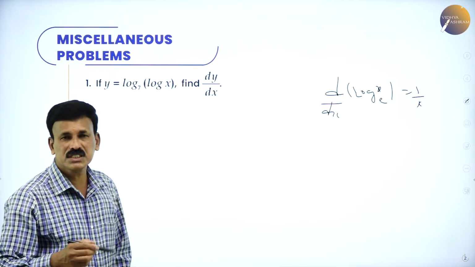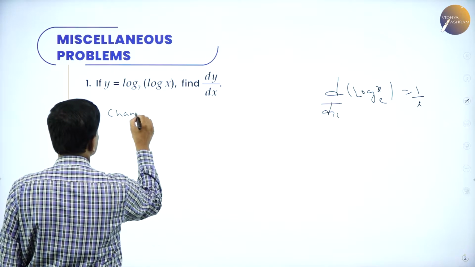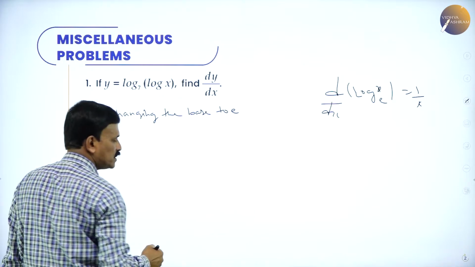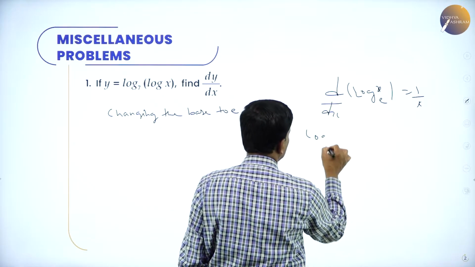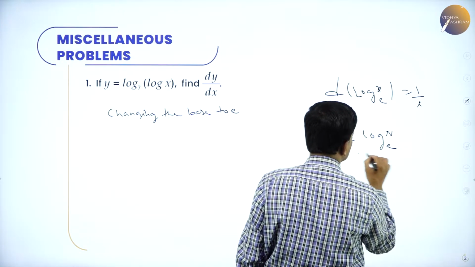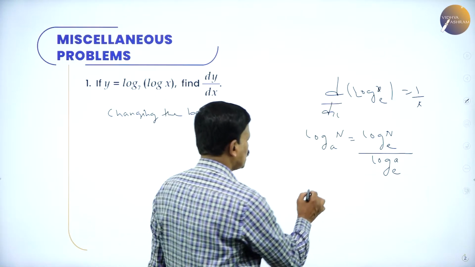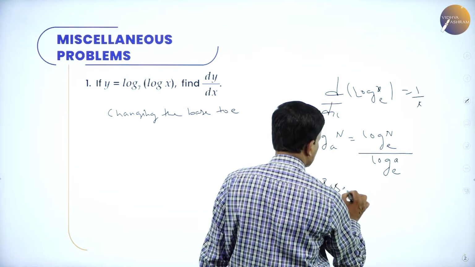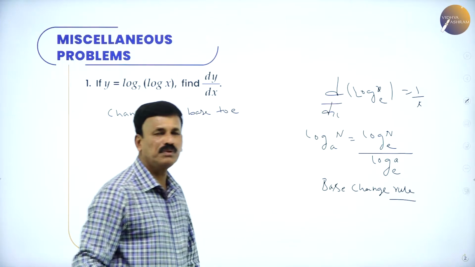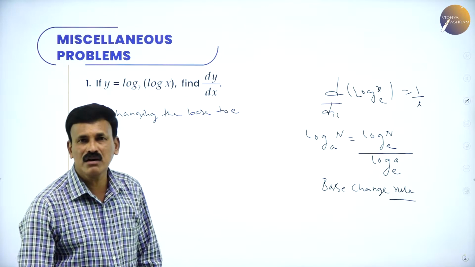So for this, let us change the base to e. We have one logarithmic rule, the base change rule: log n to base a can also be written as log n to base e divided by log a to base e. This is the base change rule in logarithms.